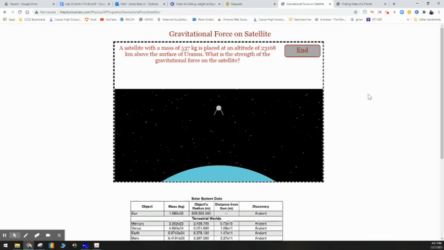Now this final one here, gravitational force on a satellite. You have a satellite with a mass of 537 kilograms, and we'll write that down. 537 kilograms is the mass of the satellite, and it has an altitude given of 23,168 kilometers. So we need to add 3 zeros to get meters. So 23,168,000 meters above the surface of Uranus.